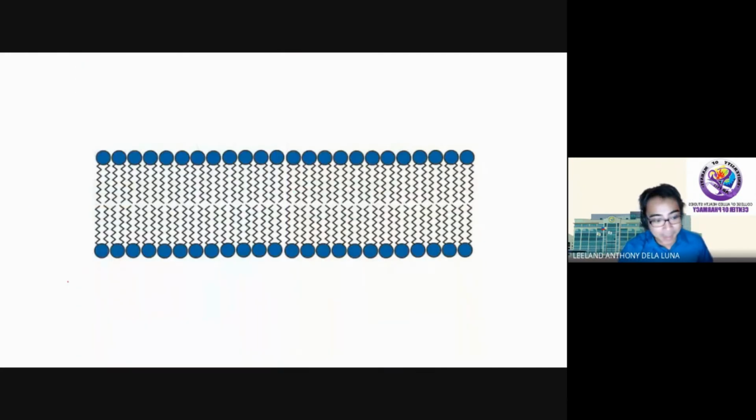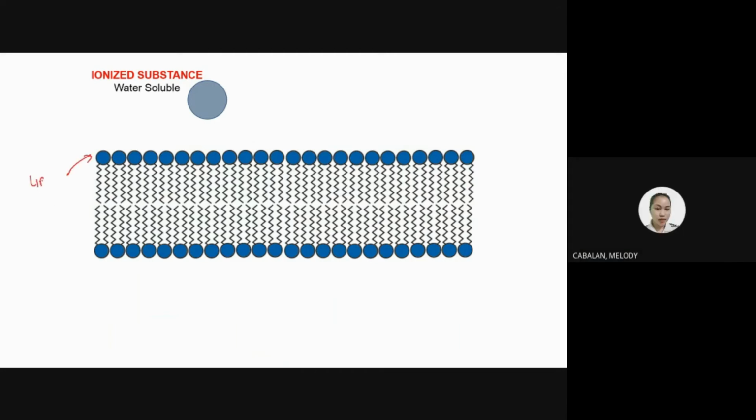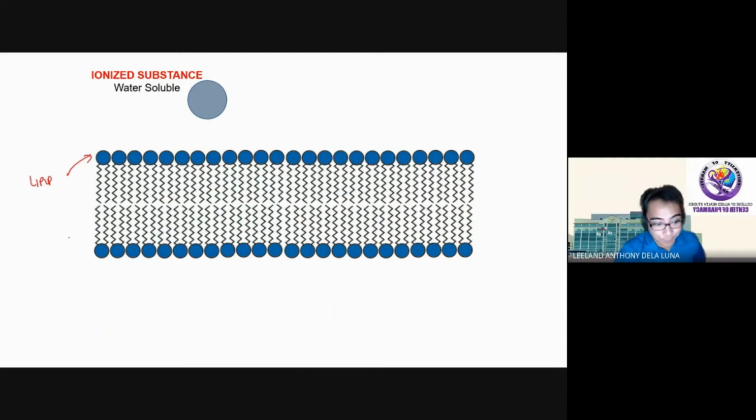So class, ang principle behind this class is what we call the ion trapping theory. Okay, wherein if my substance class exists in its ionized state, say for example, weak acid na exposed sa basic environment ng intestines, naging ionized siya, naging salt. So dahil water soluble siya class, saan ulit gawa ang cell membrane? Okay, saan to gawa? Lipid po. Lipids po, phospholipid. It's a phospholipid. This is the lipid bilayer membrane.